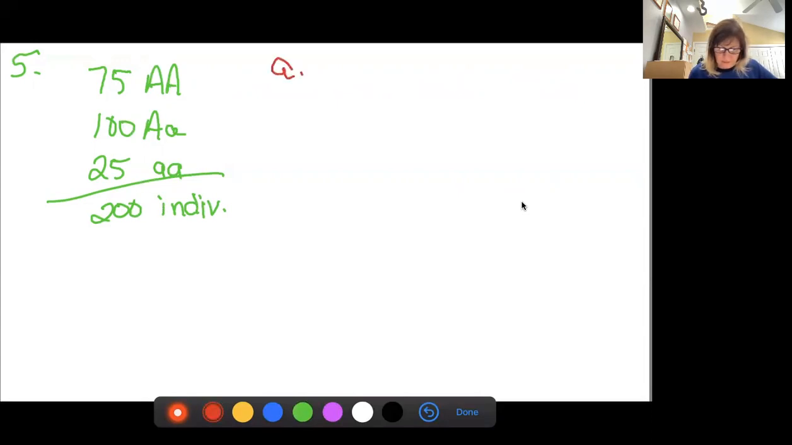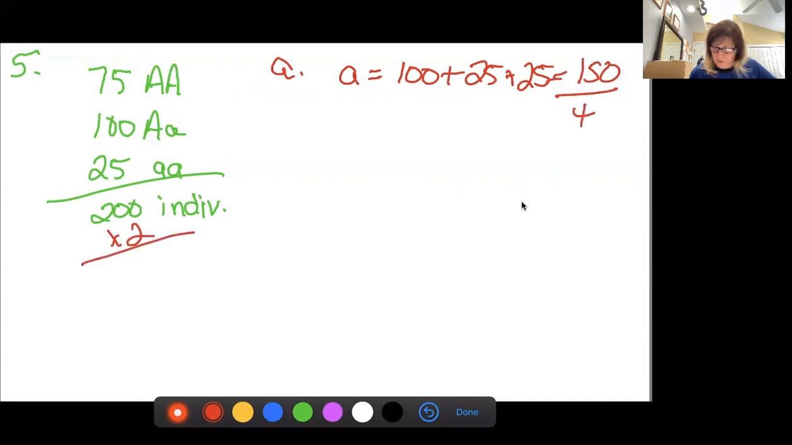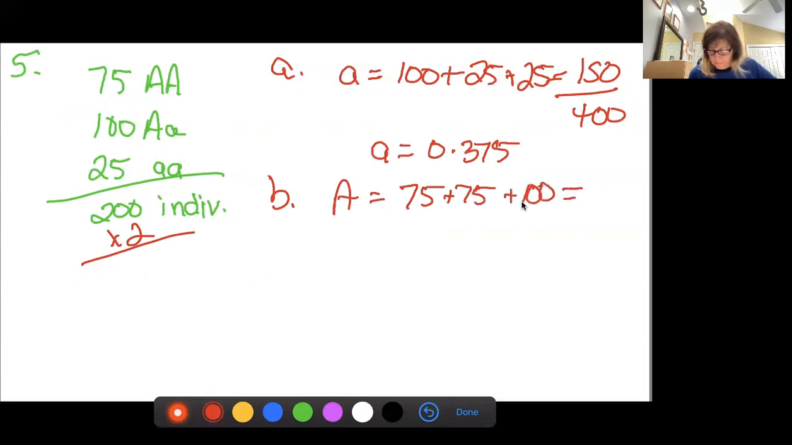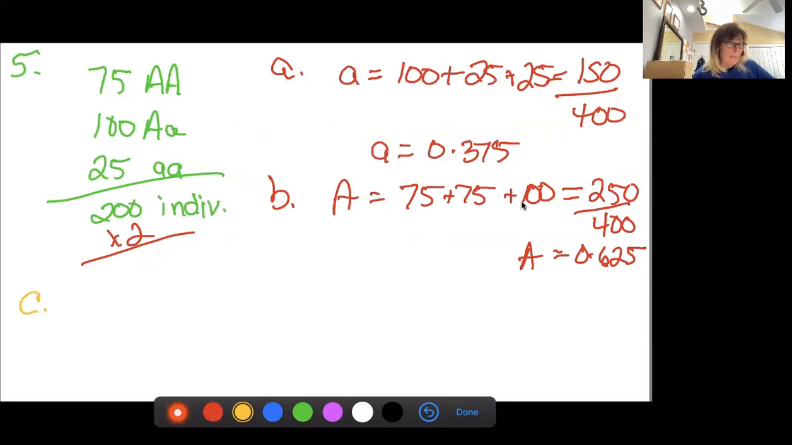So our initial frequency of A is going to be 100 plus 25 plus 25, which is 150 over, right? We times 2, 400. So 150 divided by 400. And that's going to give me, so A is going to equal 0.375. All right. And then it asks for the dominant. 75 plus 75 plus 100. So that's going to be 150, 250 over 400. So A equals 250 divided by 400. And that is 0.625. Okay. And then C is asking you what's the frequency of the initial dominant group.